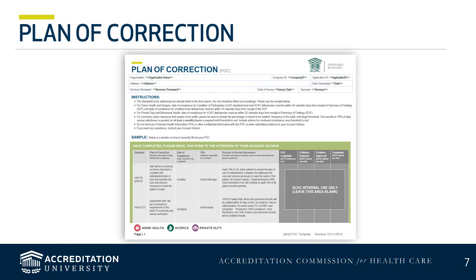This is what your plan of correction template looks like. As I said, it will come to you from your account advisor. It is autofill, so you can type in your company's information. There are instructions here that specifically tell you what it is that you need to do. You will notice that you are going to need to audit at least 10 records or 10% of your daily census on at least a monthly basis until that threshold is met. And then you will see we provide you with 2 samples here.